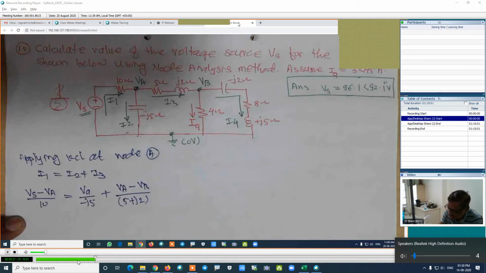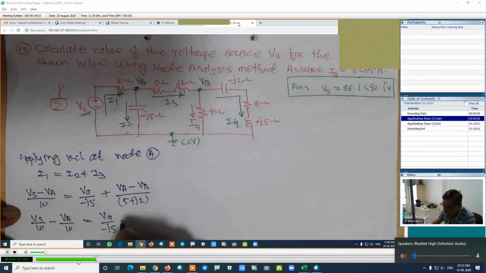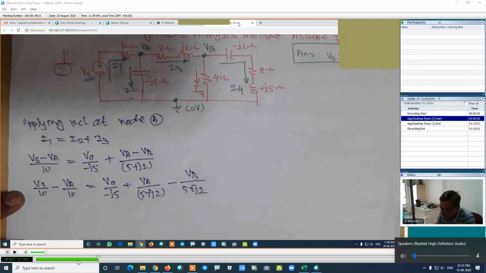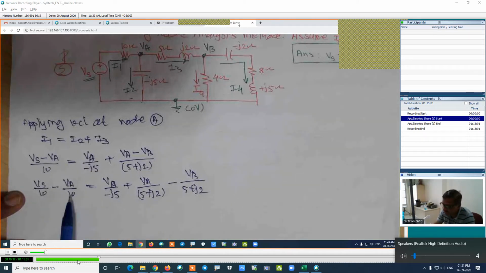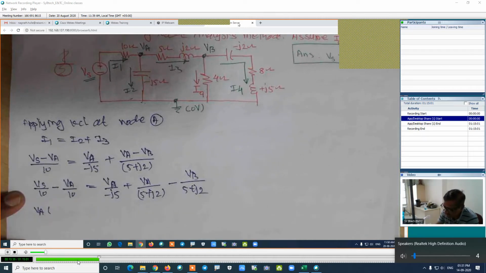Now simplify this equation and name it as equation number 1. If we simplify, it will be Vs divided by 10 minus Va divided by 10, which is equal to Va divided by minus J5 plus Va divided by 5 plus J2, then minus Vb divided by 5 plus J2. Here we can shift this value of Va. I will write capital everywhere. We can take Va as common. I will shift this Va to the other side, and this value will become plus on this side.